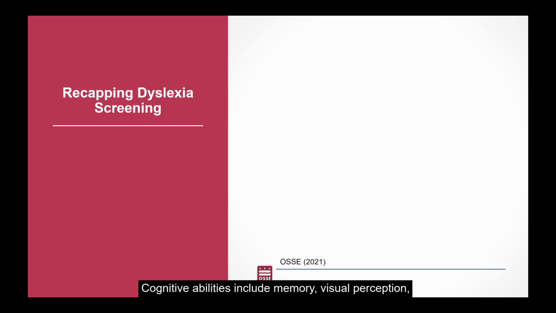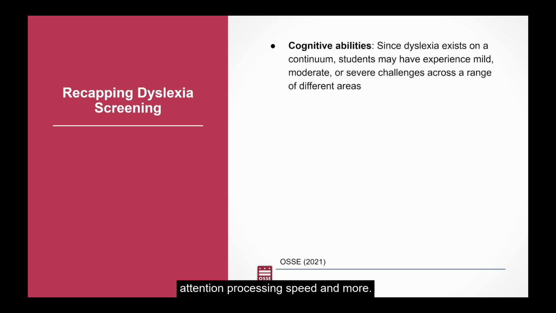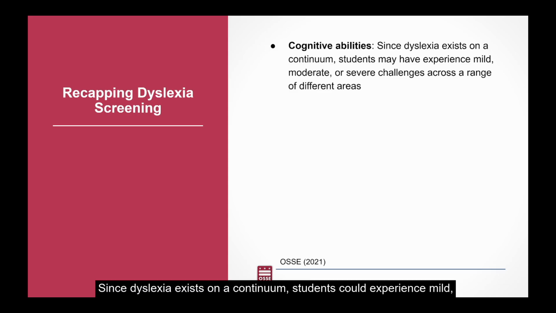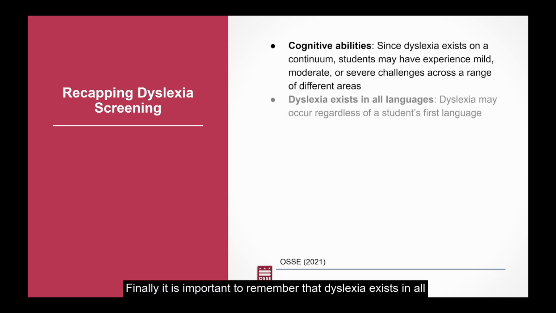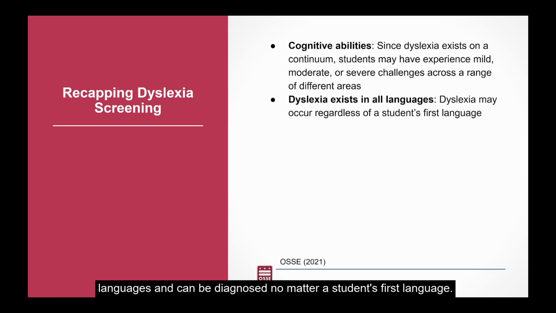Cognitive abilities include memory, visual perception, attention, processing speed, and more. Since dyslexia exists on a continuum, students could experience mild, moderate, or severe challenges across a range of areas. Finally, it is important to remember that dyslexia exists in all languages, and can be diagnosed no matter a student's first language.